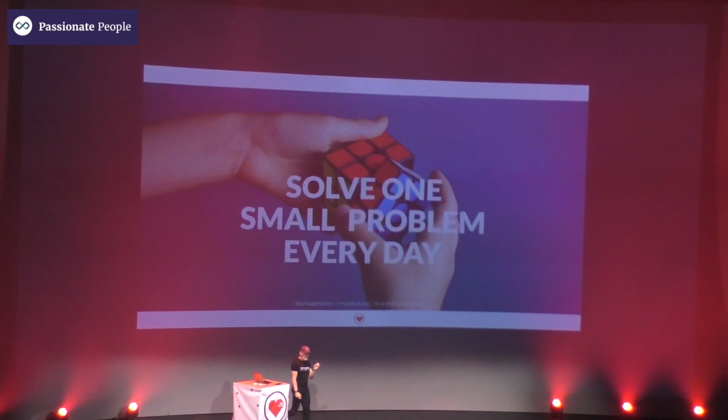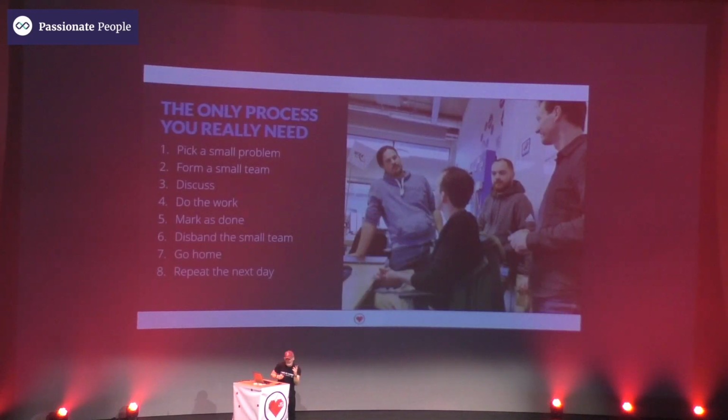Basically, the only thing I'm trying to teach the teams I work with is this: solve a single small problem every day. That's all, right? And that makes life so simple, because the only process you really need is this. This is the process you need as a team. You pick a small problem, you form a small team, you go out, do the work, you solve it, you report it as done, you go home, come back the next day, whenever you want to, or work anywhere you go, and repeat this process. This is Agile at its most.